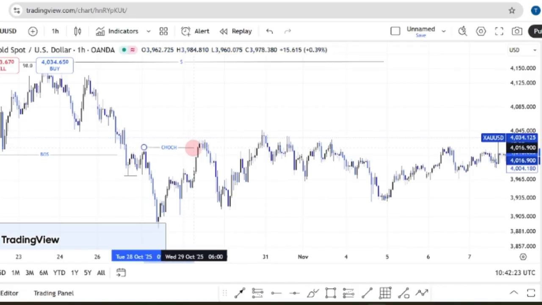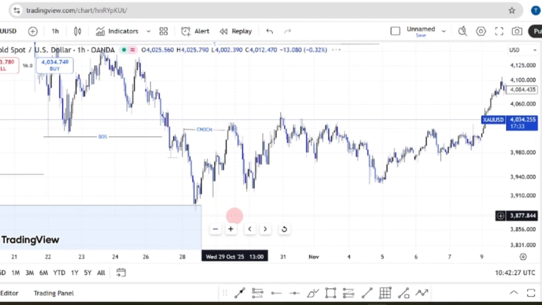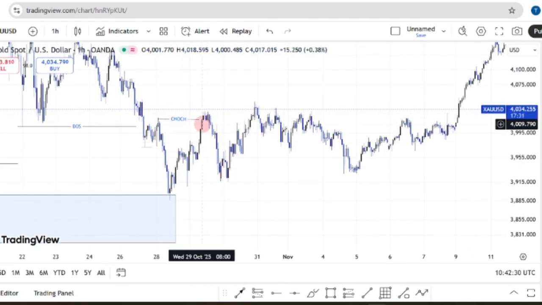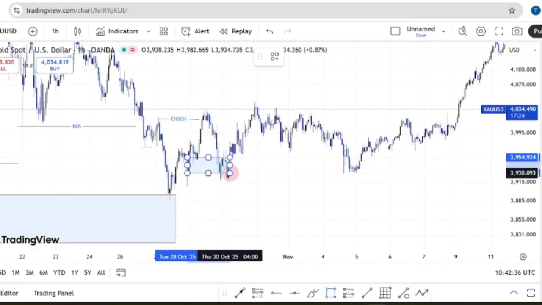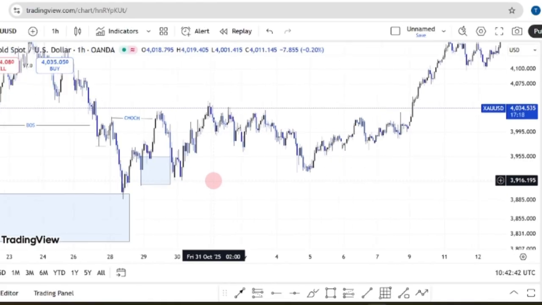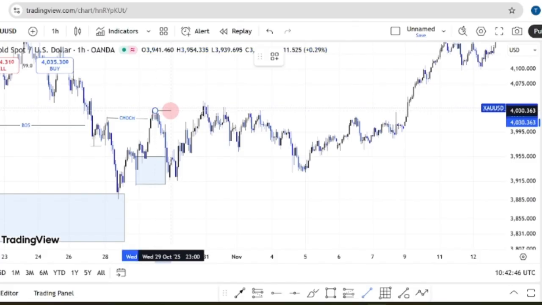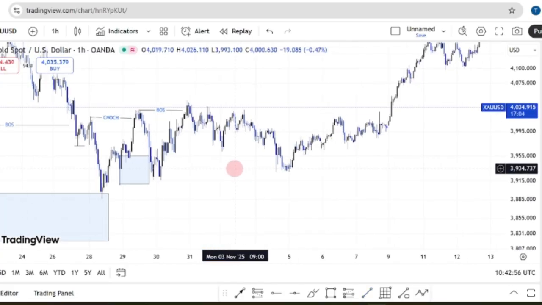Our change of character at this point. You can see clearly we have a valid change of character. Price came back to mitigate this level. So that level was mitigated, and after price mitigated this level, what did you see? We have a valid break of structure to the upside. After having this break of structure, price gave us another order block.